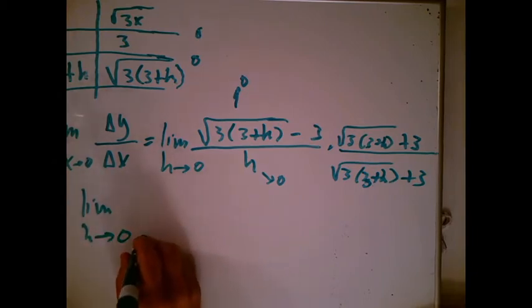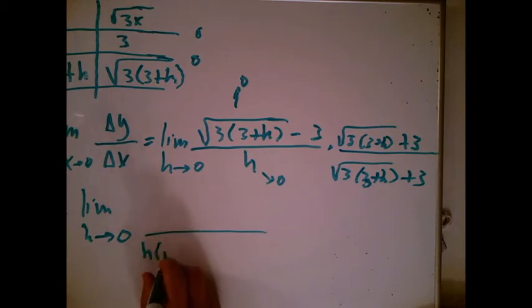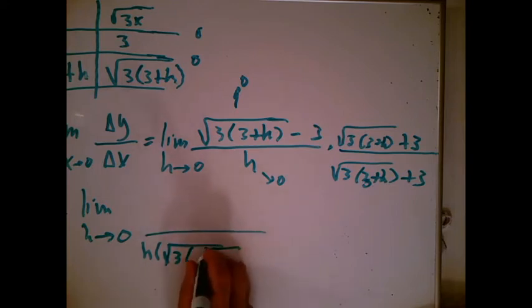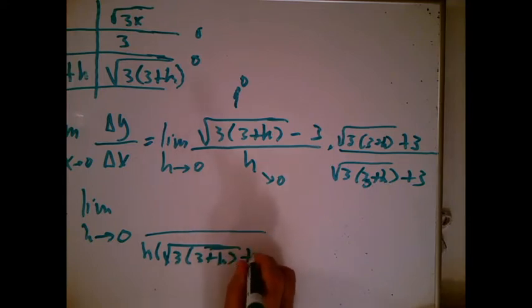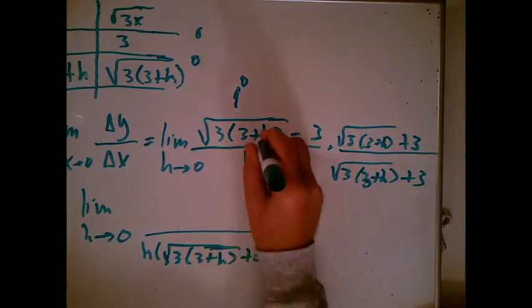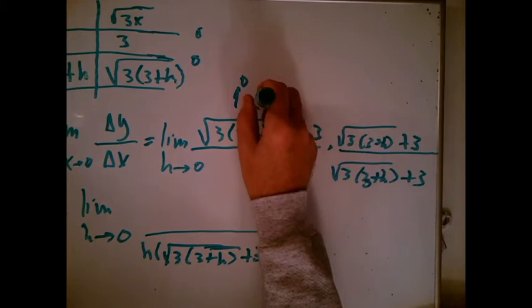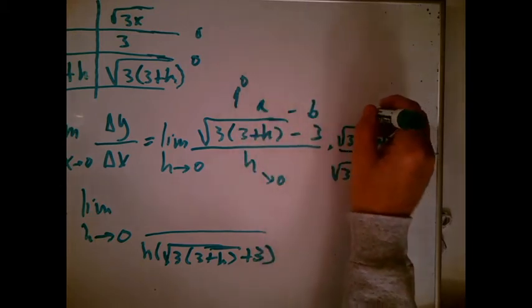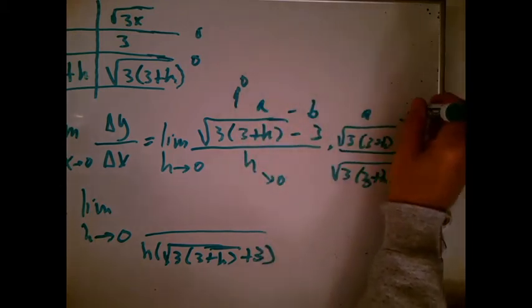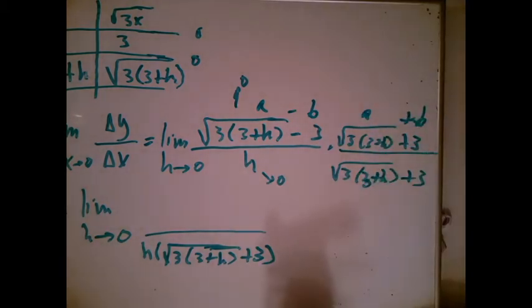I don't want to ruin the bottom, so I'm not going to multiply it all out. I'm just going to write down h, and then the square root of 3 times 3 plus h plus 3. I do want to fix the top. Now what does that mean? Well, what I actually see is a minus b times a plus b. So let's just write a little a minus b so you can see what we're doing, times a plus b. Remembering that a minus b times a plus b is just a squared minus b squared.